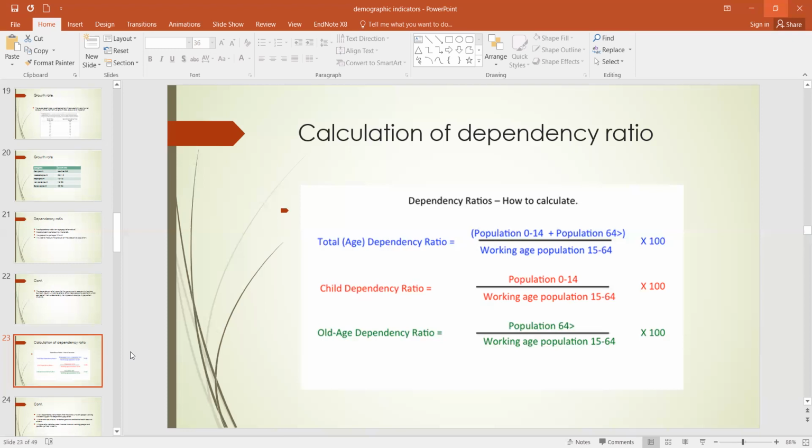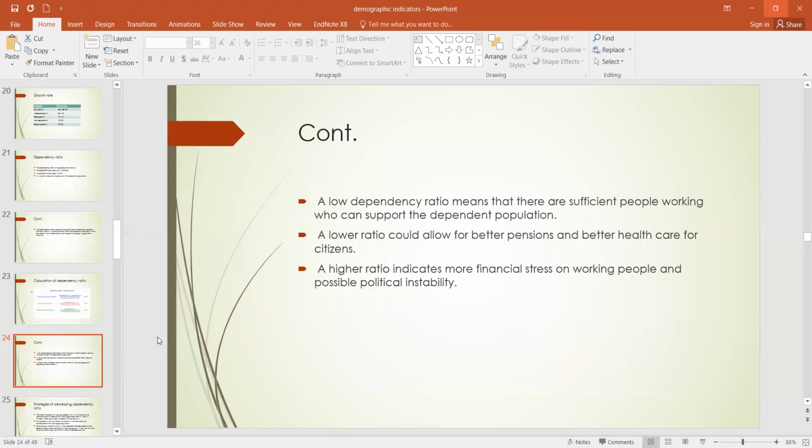And for child dependency ratio, in the denominator, we only use the population of age group 0 to 14 years. And when we calculate old age dependency ratio, then in the numerator, we use the population of above 65 years. And the denominator will remain the same, in which we use the population of age group 15 to 64 years, and multiply all these three by 100. So that's how we can calculate the dependency ratio.